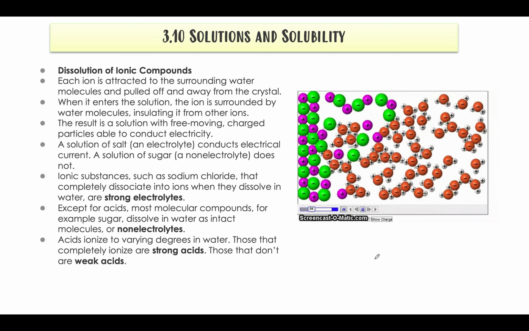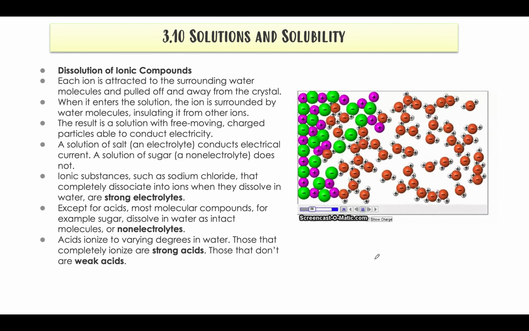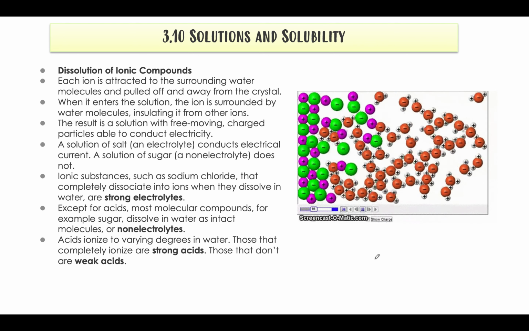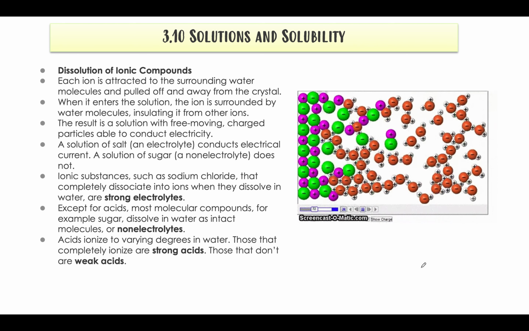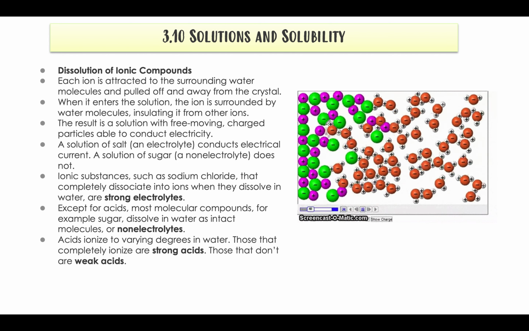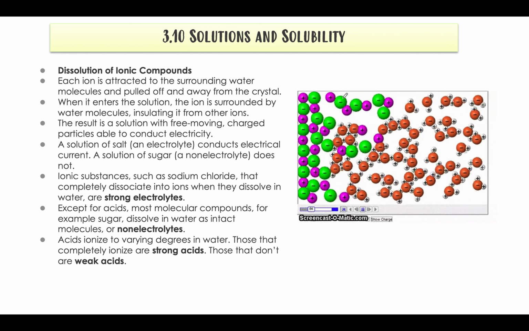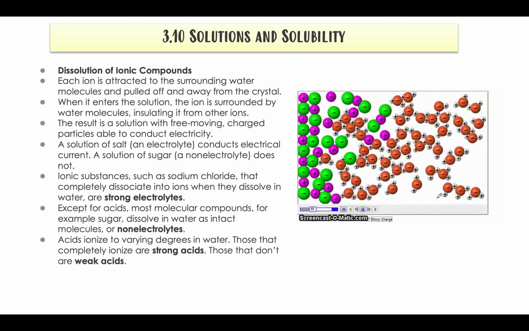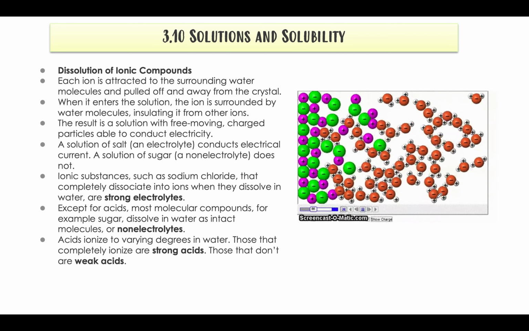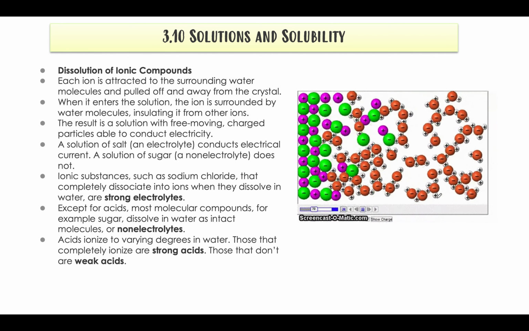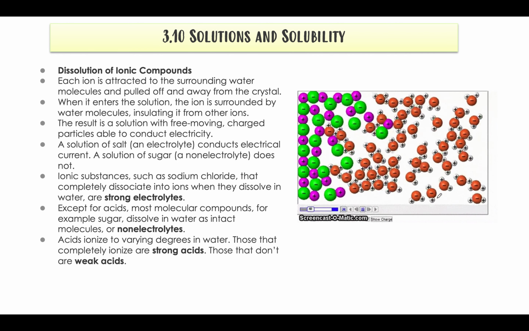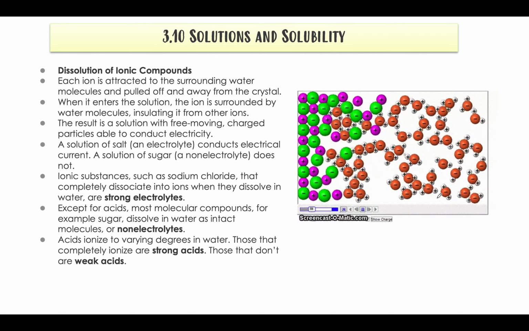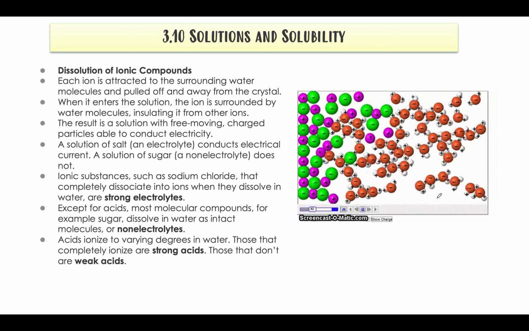Each ion is attracted to the surrounding water molecules and is pulled off away from the crystal. When it enters the solution, the ions are surrounded by water molecules, insulating it from other ions. So that's what's happening here: the water molecules are coming in, they're pulling those ions apart and dissolving those ions. The result is a solution with free-moving, charged particles able to conduct electricity. A solution of salt, an electrolyte, conducts electrical current. A solution of sugar, a non-electrolyte, does not.